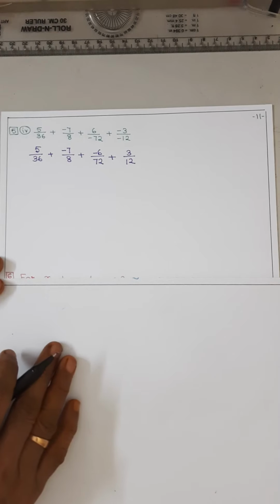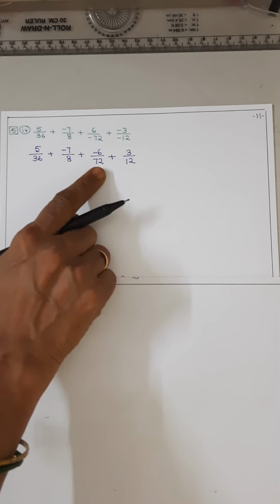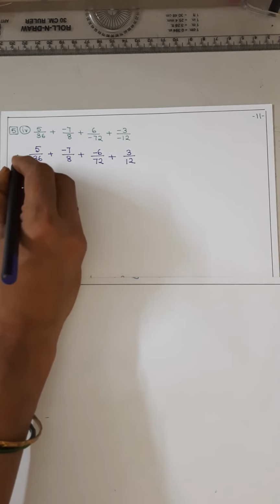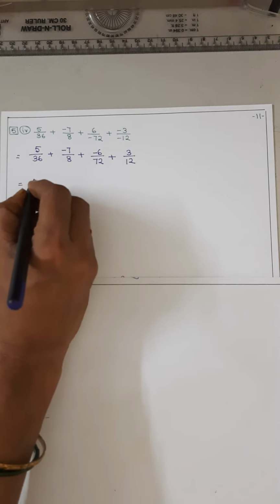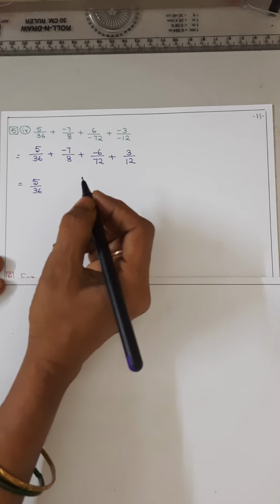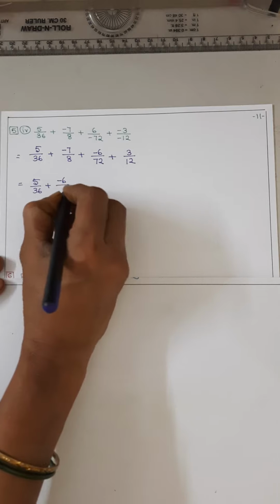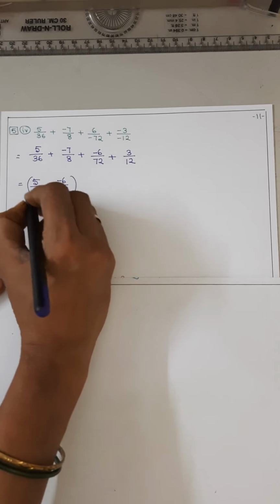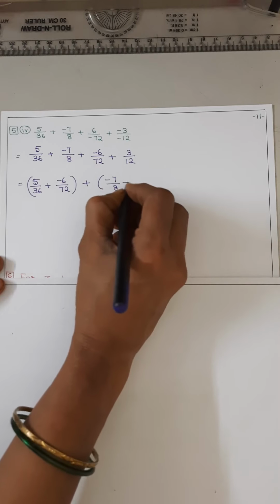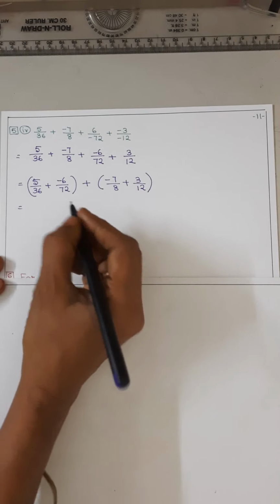Yes or no? Now rearrange. You can take 36 and 72 and 8 and 12. Okay, so first 5/36, because 36 2s are 72. So 36 plus minus 6/72 plus minus 7/8 plus 3/12. Now convert.